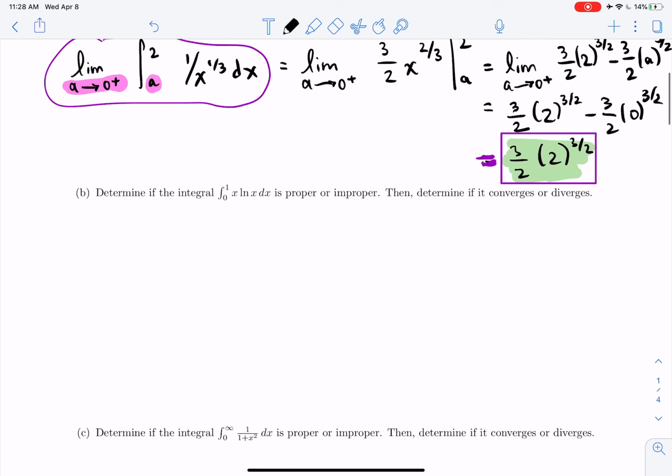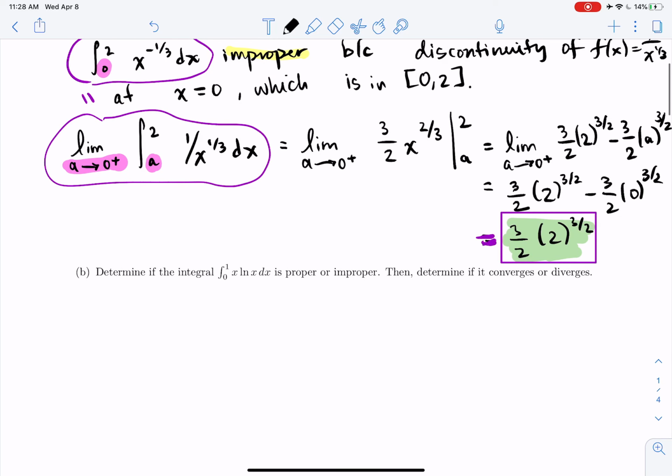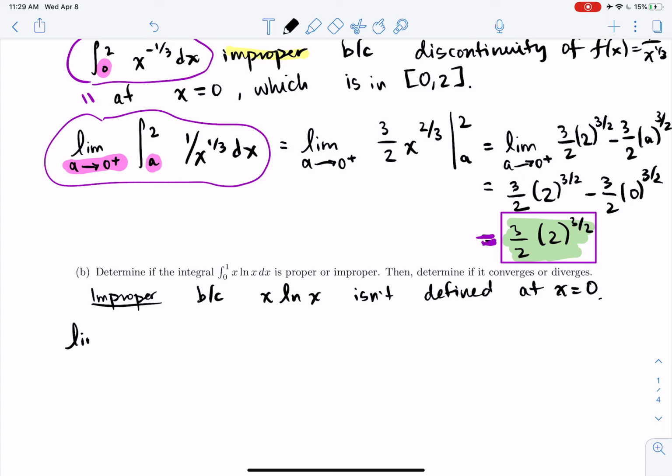Okay, so this next one, remember, discontinuities can be due to lack of definition at a certain x value. So notice that this is improper because your function, x natural log of x, isn't even defined at x equals 0. Natural log of x is not defined for values of x less than or equal to 0. So it's improper, which means we need to replace that 0 value with a dummy variable. I'm going to call it a again, and we need to go to 0 from the right because the discontinuity is at the bottom of our limits of integration.